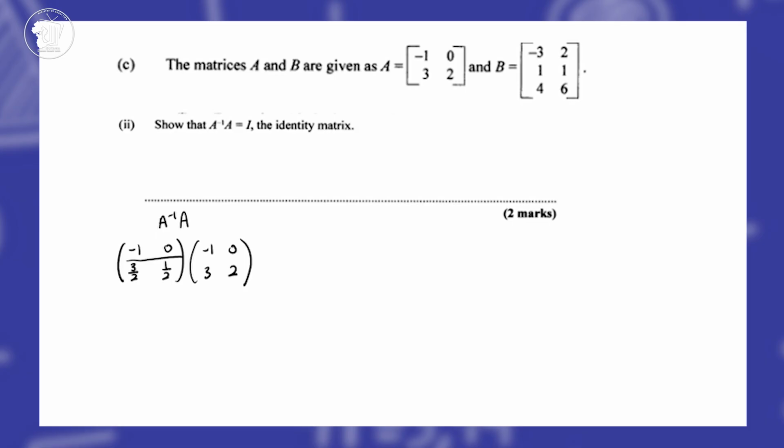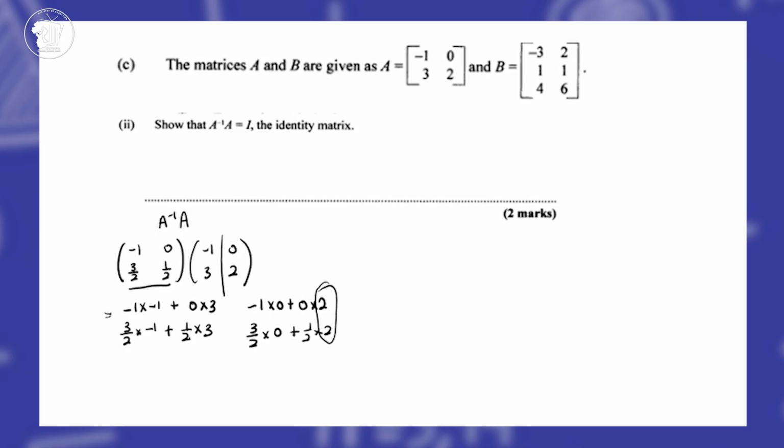So let's do some multiplication. It's row by column. It's the top row by the column. So this will be negative 1 multiplied by negative 1 plus 0 multiplied by 3. Then we move on to the next column: negative 1 multiplied by 0 plus 0 multiplied by 2. And then we move on to the bottom row. It's row by column again. So it's 3 over 2 multiplied by negative 1 plus 1 over 2 multiplied by 3. Then the next column: 3 over 2 again multiplied by 0 plus 1 over 2 multiplied by 2. You want to look at these numbers, they must correspond. That is a nice hint when you are multiplying matrices, especially 2 by 2.